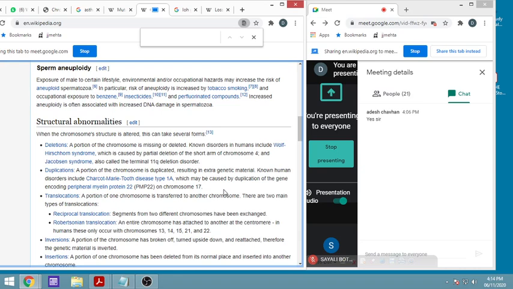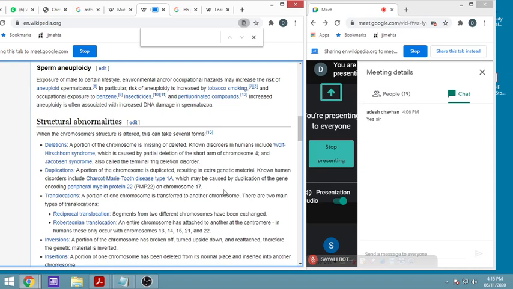Then there is duplication. Some portion of the chromosome is duplicated. It results in extra genetic material. Examples of these disorders are Charcot-Marie-Tooth disease type 1, which may be caused by duplication of the gene that encodes the peripheral myelin protein, on chromosome 17. If you remember, we have seen all these chromosome numbers and at least one disease for each. Then we have seen the whole big list of genetic disorders known so far. So these are all examples which appear in this list.